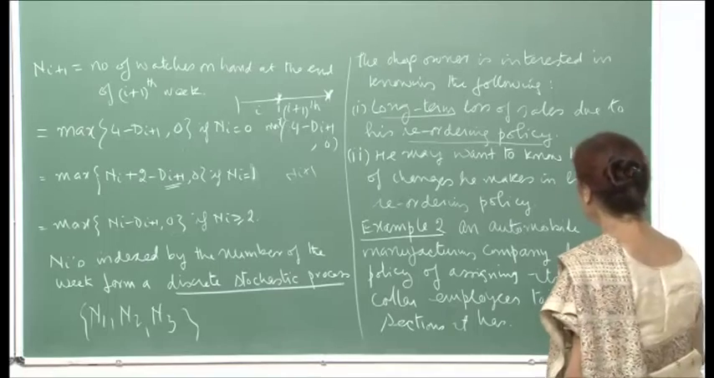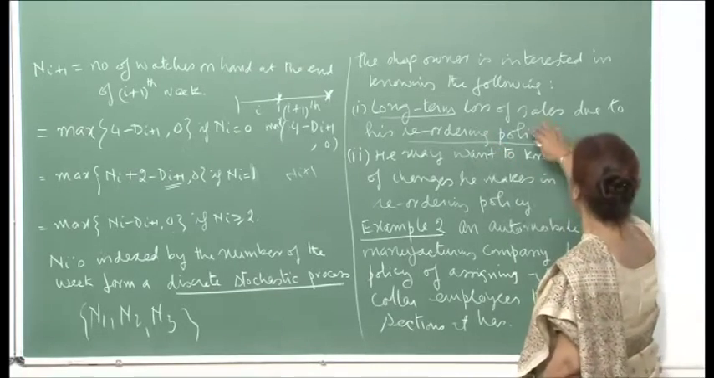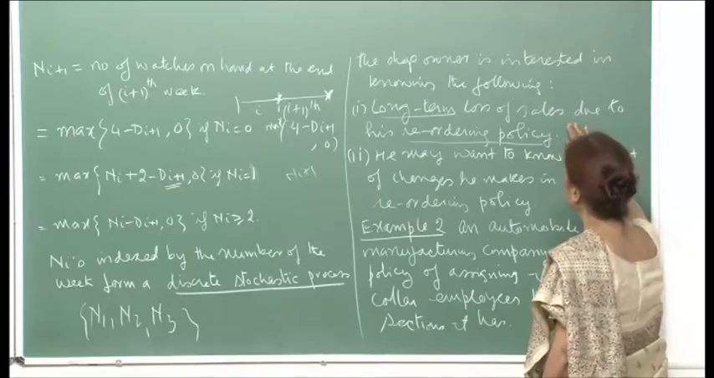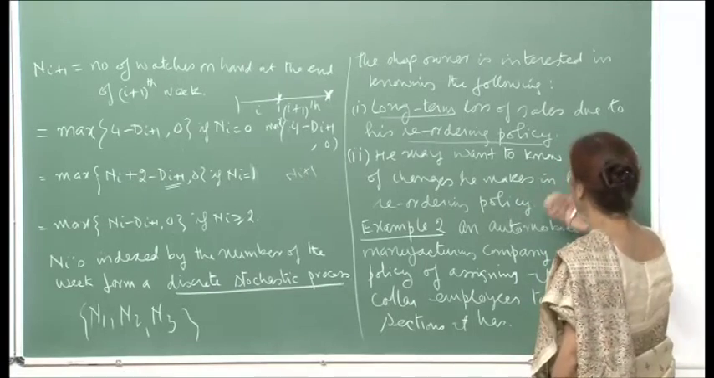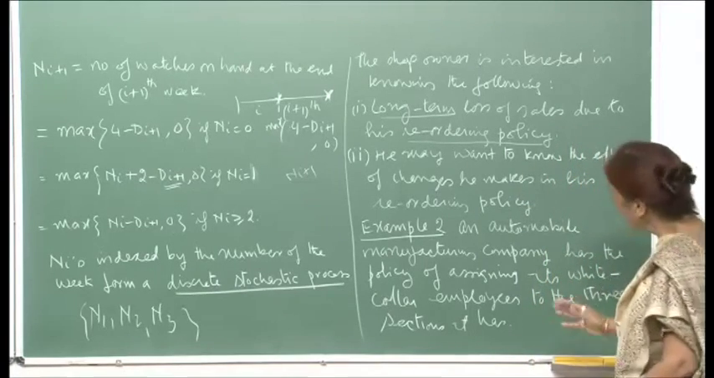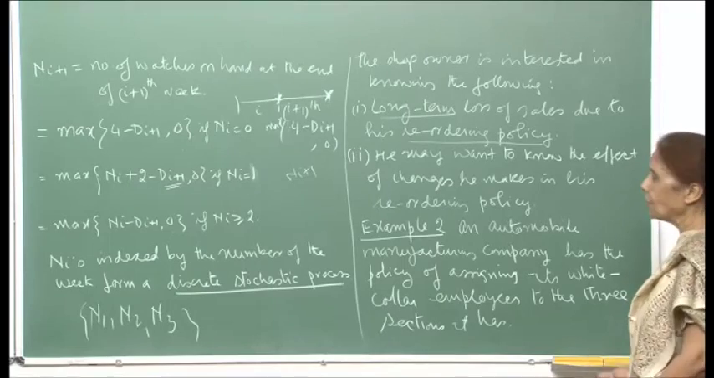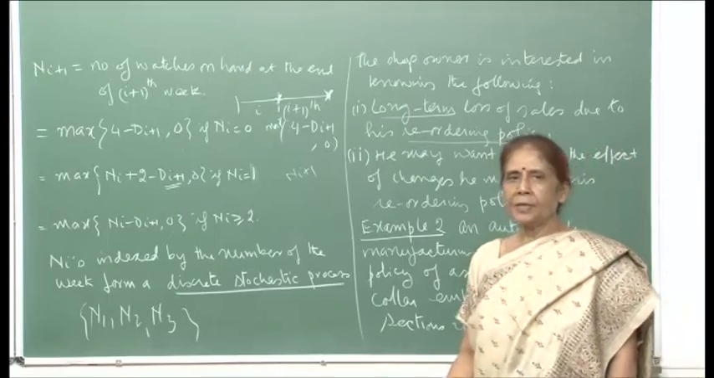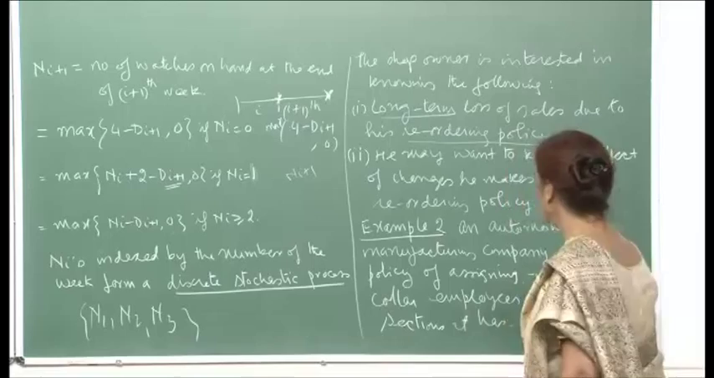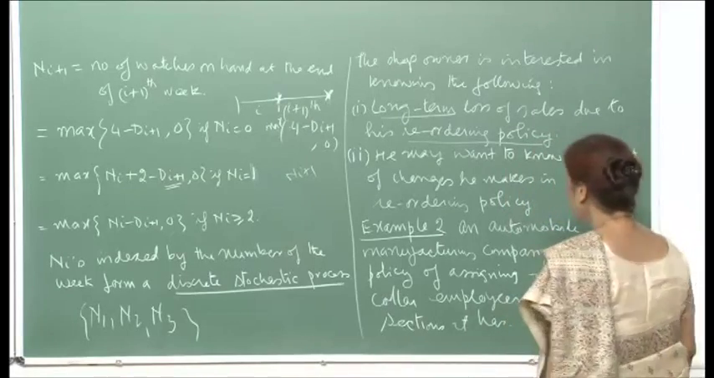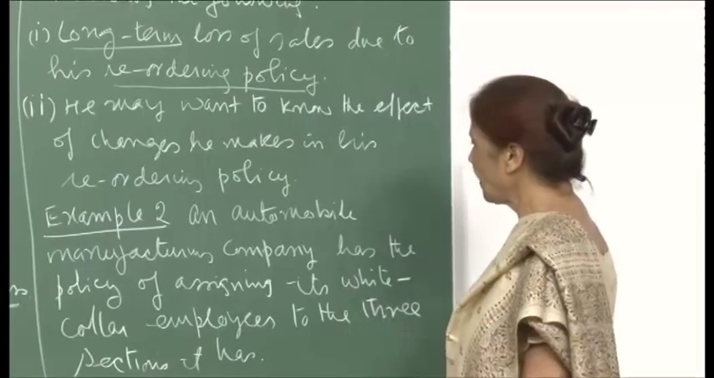So, therefore, it is a long term loss of sales due to his reordering policies, and then he may want to know if he makes any changes, how will that affect his revenues. Essentially, he is finally interested in the revenues that he gets. Okay. Now, let us look at another example, which is probably a simpler one.